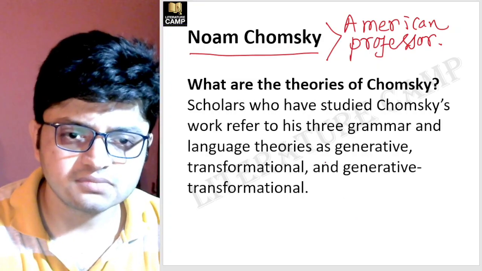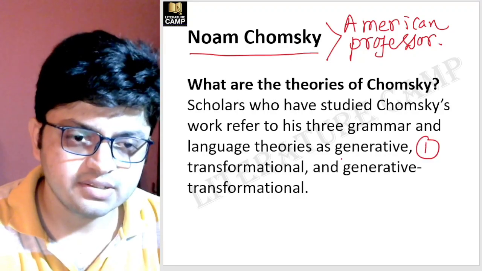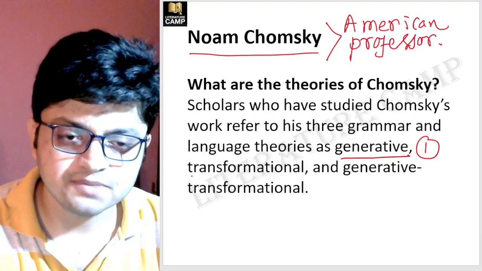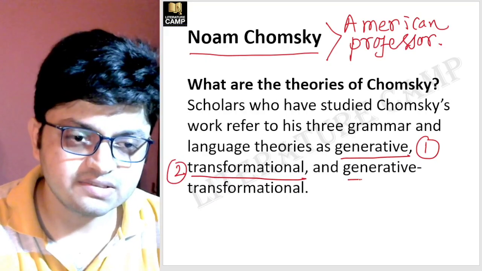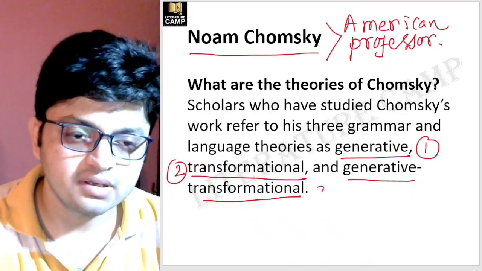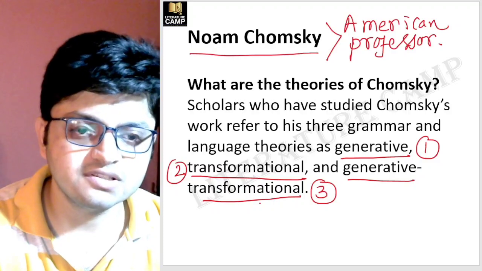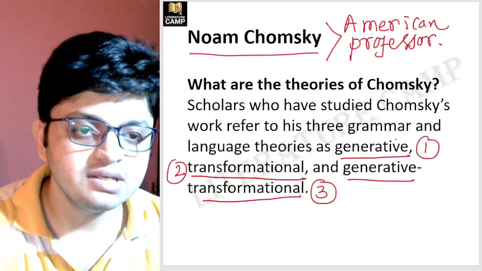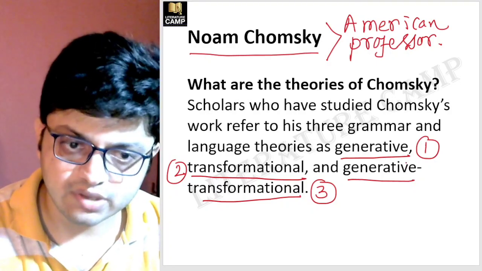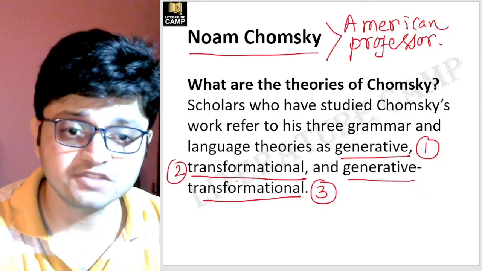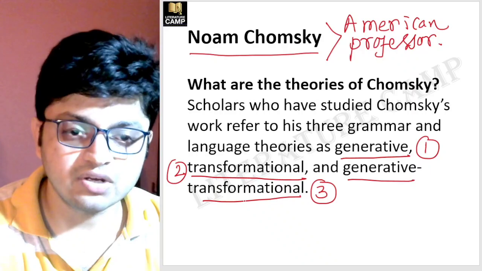Number one, generative grammar theory. Number two is transformational theory. Number three is generative transformational theory. So scholars who have studied Noam Chomsky's work refer to his three grammar and language theories as generative grammar theory. This is number 1 point. Second theory is transformational theory, and theory number 3 is generative transformational theory.